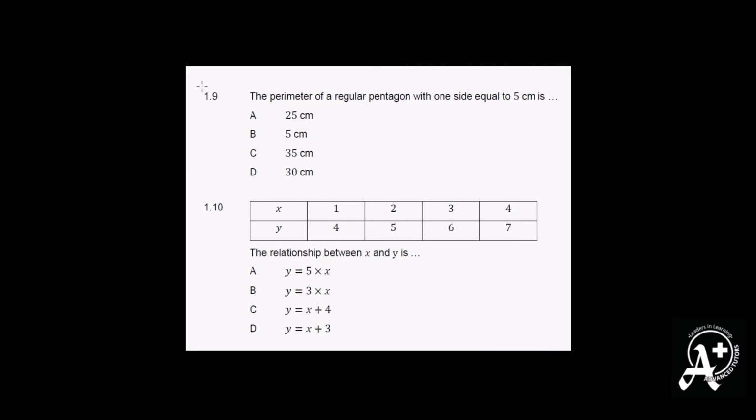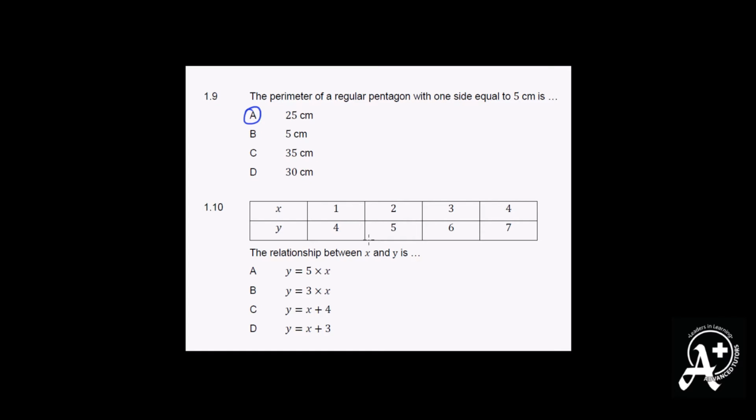Alright, then in 1.9, they ask us the perimeter of a regular pentagon with one side equal to 5 centimeters. Firstly, the perimeter is simply the addition of the lengths of all the sides of a shape. So we're just going to add the length of each side together. A pentagon has 5 sides and all 5 sides are equal to one another. So if one side is 5 centimeters, the perimeter would just be 5 times 5, which gives me 25. So the answer is A.